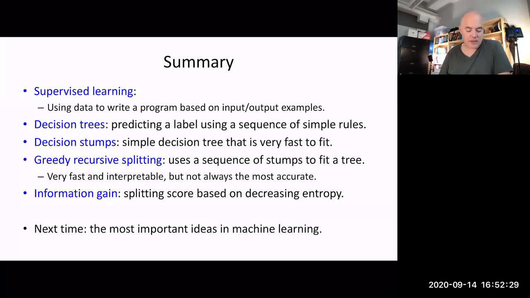And we talked about information gain, which is what you use to train your decision stump rather than accuracy at internal nodes of the decision tree training process. So that's it. I'll stay for questions until 5. And next time, let's talk about another of the most important ideas in machine learning. Thank you very much.